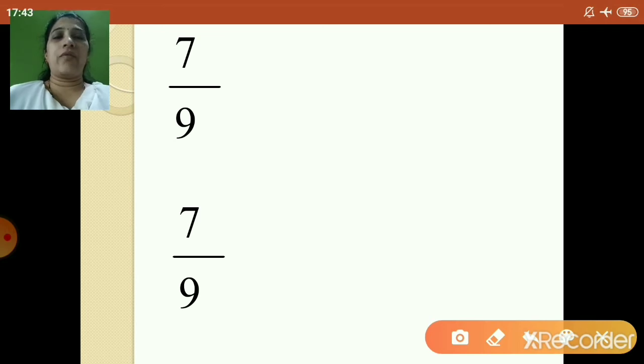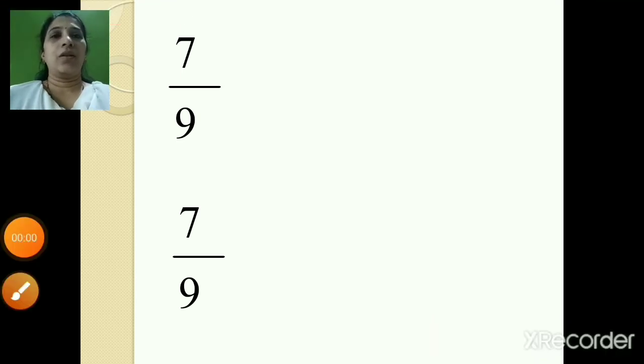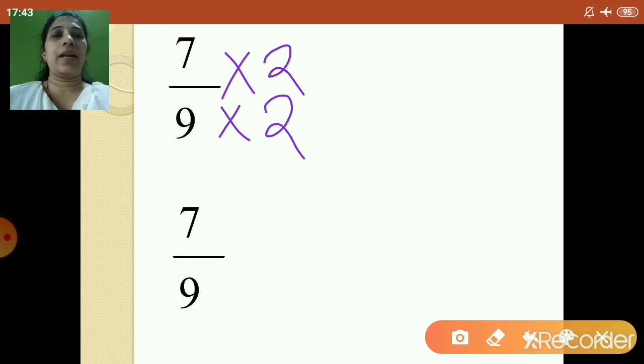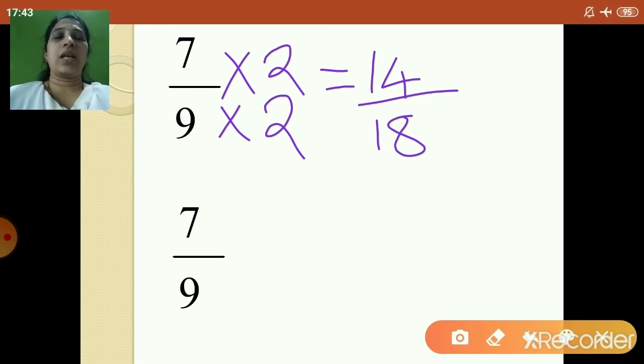We'll start with, we cannot take the table of 1 because 7 1s are 7 and 9 1s are 9. You will get the same number. So we'll go to the table of 2. So what I'll do? 7 into 2 and 9 into 2. Right? So 7 2s is 14 and 9 2s is 18. So you got the equivalent fraction 14 upon 18.